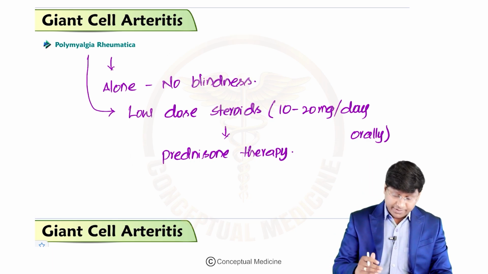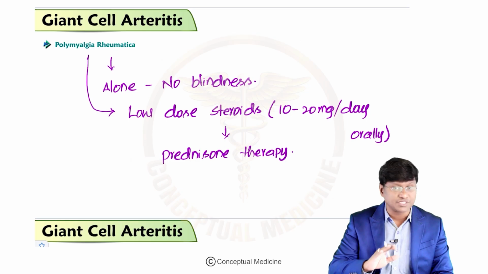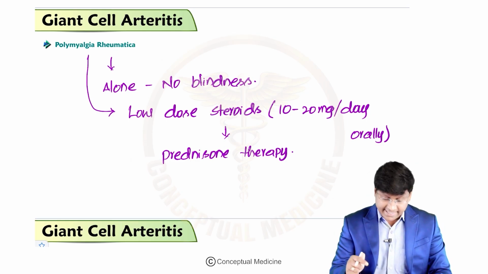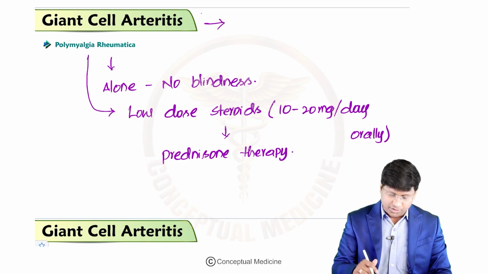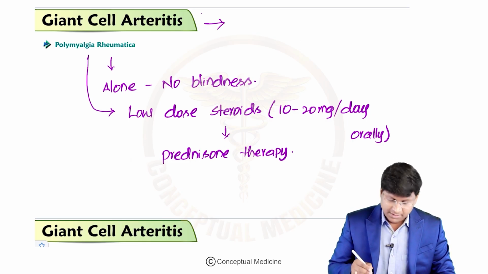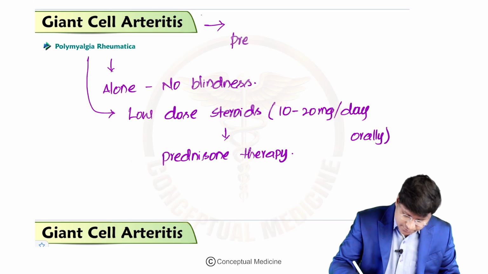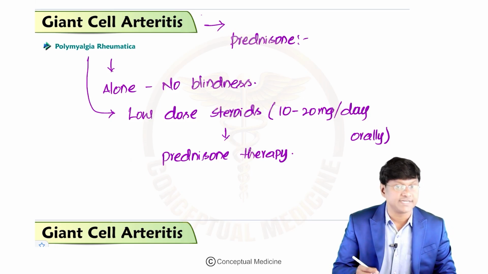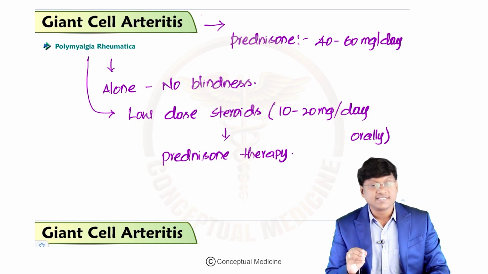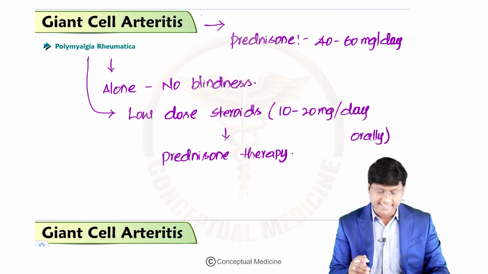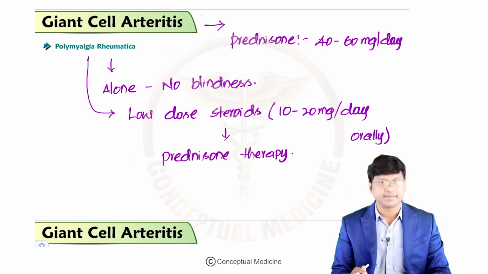Okay, whereas giant cell arteritis, we have discussed, will cause blindness. And in case of giant cell arteritis, you require high dose steroids compared to that of polymyalgia rheumatica. And the dosage of prednisolone in case of giant cell arteritis is around 40 to 60 milligrams per day. Right, that is the treatment for giant cell arteritis.